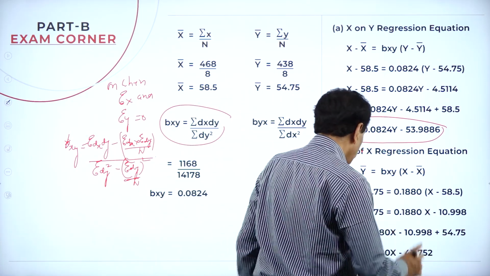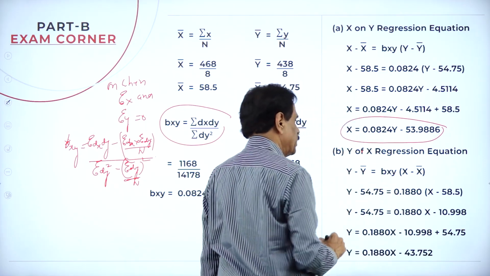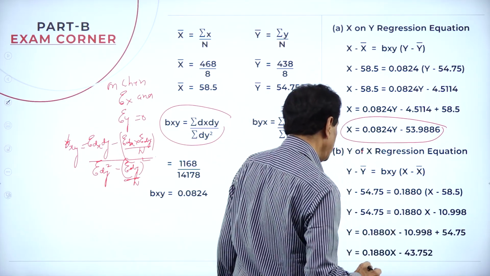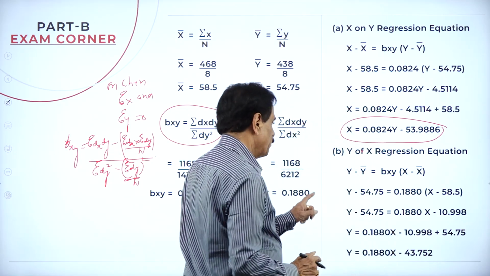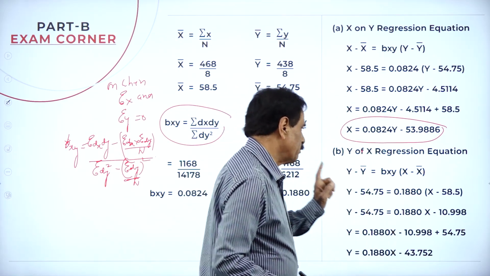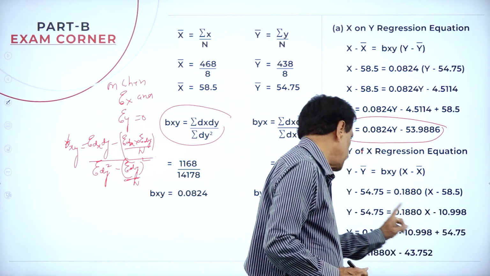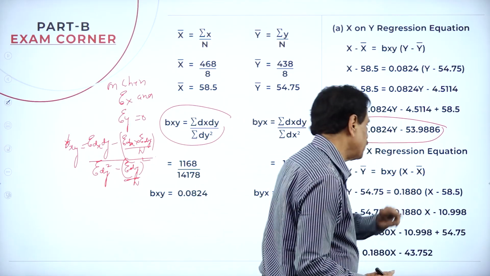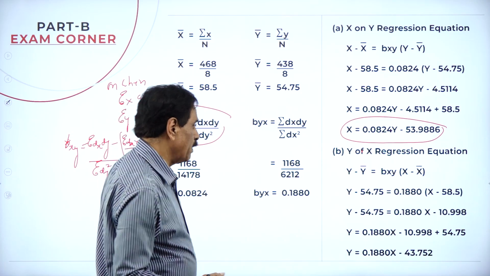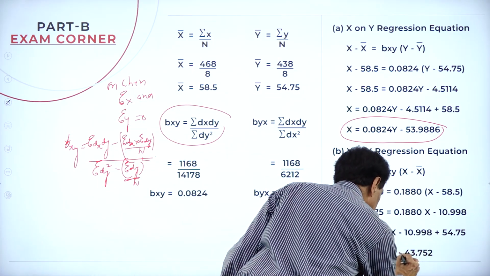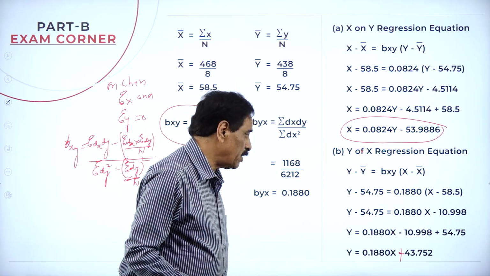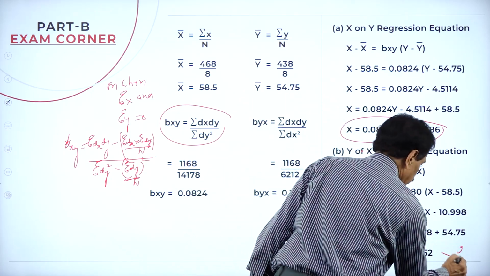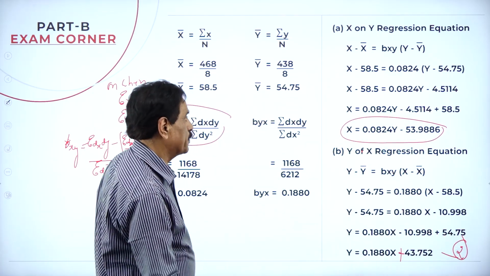Here, minus and minus become plus, and the numbers are simplified. So y is equal to 54.75 minus 10.998, and if we take this x term, we get 0.188x plus 43.752. This is the equation, equation number 2. Simplify this very carefully.